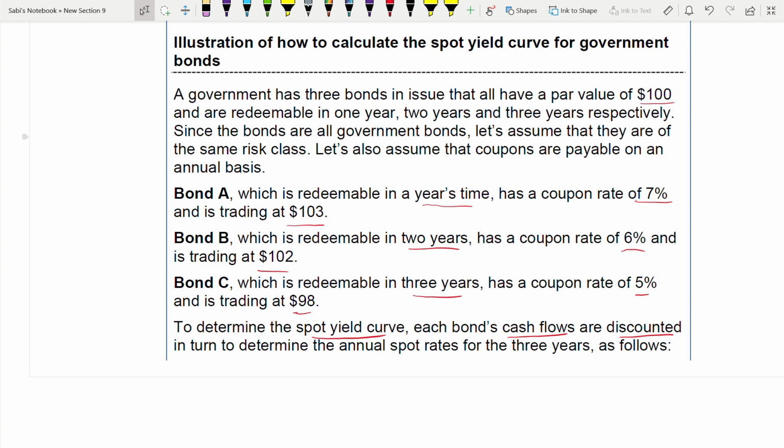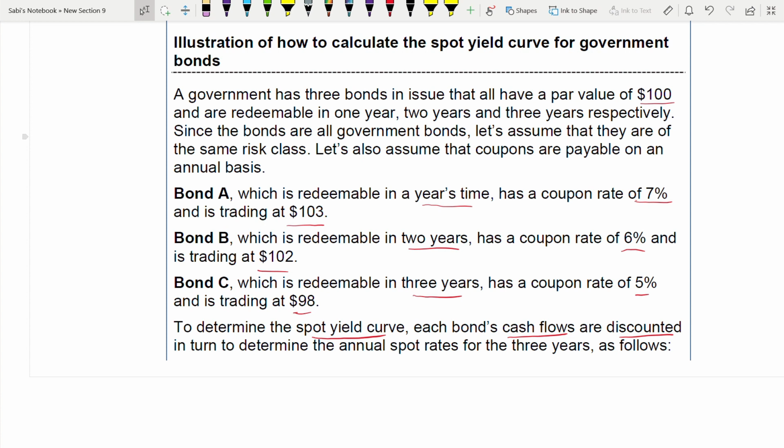Okay, so you can see bond A and bond B are trading above par. Par is 100, one is 103, 102. Bond C is trading below 100. That means it is trading at a discount. Bond A and bond B are trading at a premium. How do you know? When something is above par value, it is at a premium. When something is below that, it's trading at a discount. Now you need to calculate how to do this. And this type of question has been asked in the past paper, by the way. So you have to know that.